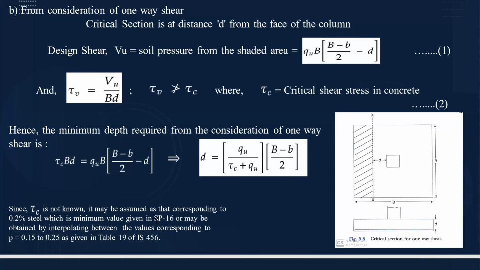Since we are not given SP16 in examinations, you have to use IS 456, and for that you can obtain the value by interpolating between the values corresponding to the percentage of steel of 0.15 to 0.25.